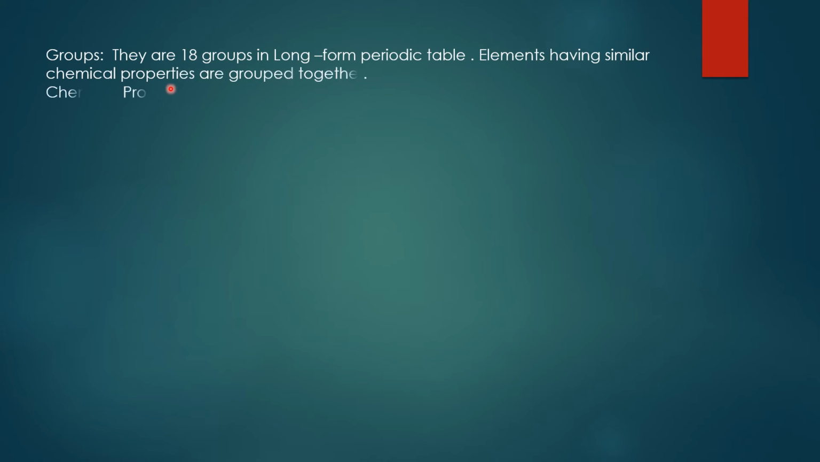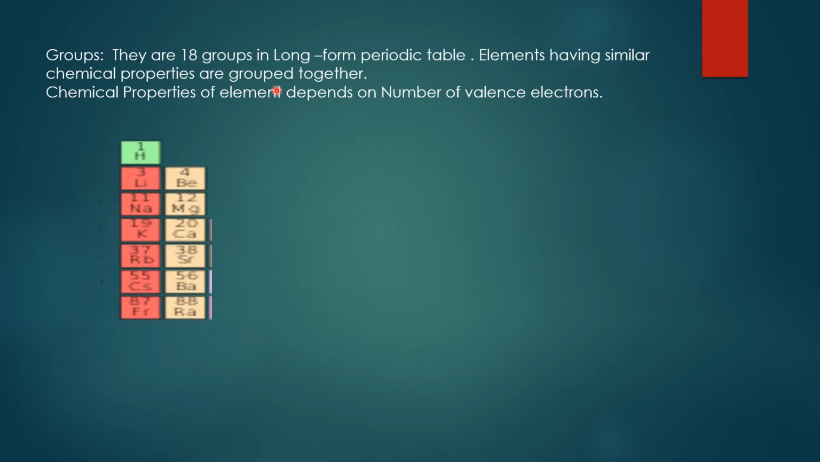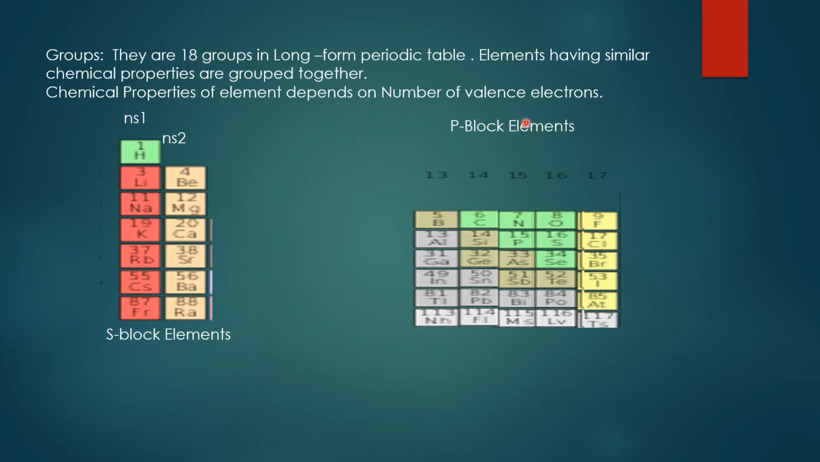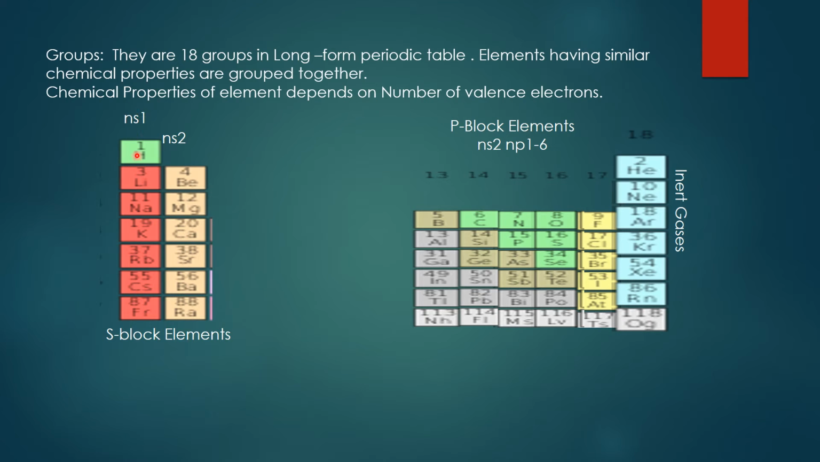Groups. What are groups? There are 18 groups in the long form periodic table. Groups are nothing but elements having similar chemical properties. Elements having similar chemical properties are grouped together. Chemical properties of elements depend on the number of valence electrons. For example, if one electron is the valency electron, that is, if the differentiating electron is entering into the s orbital, they are known as s block elements.